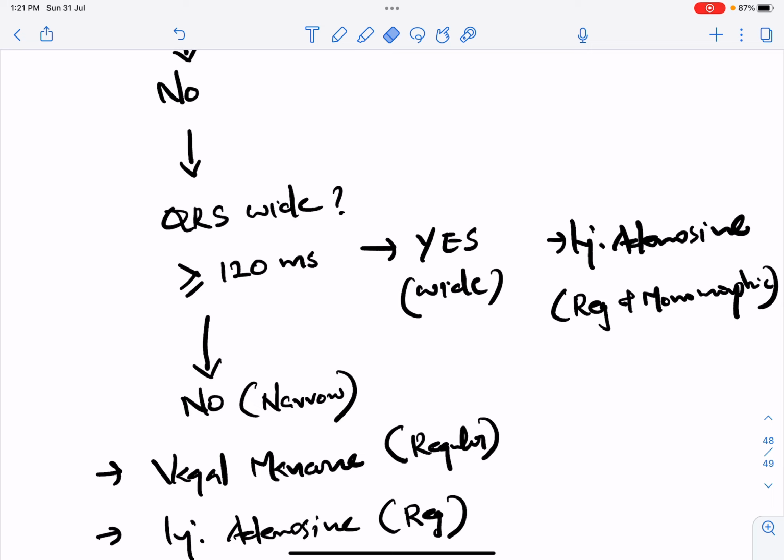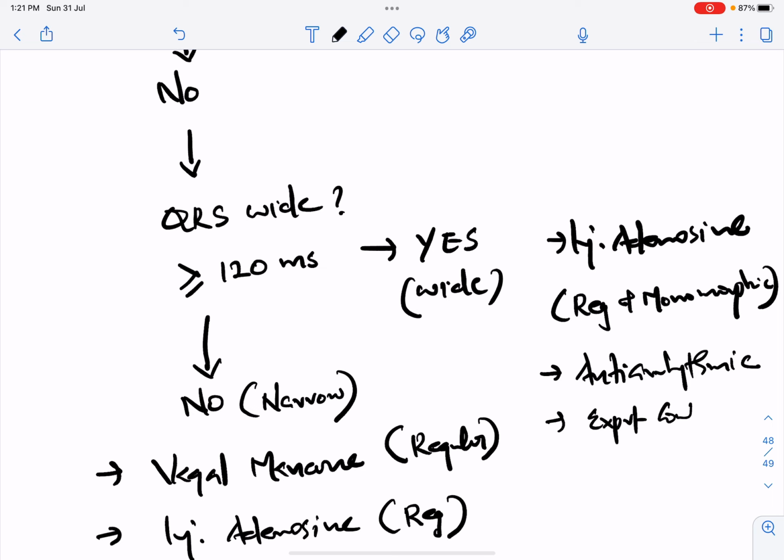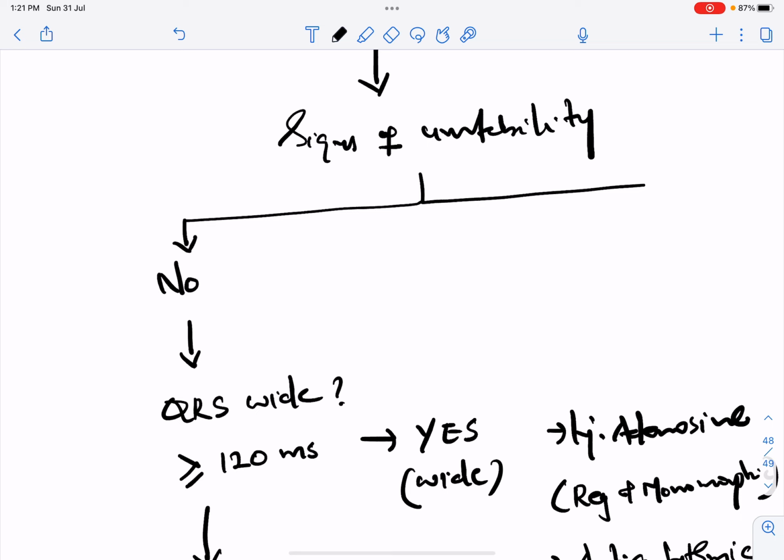Okay, so if it is not terminating with injection adenosine, we can give other antiarrhythmics, which we will discuss in a later part. Okay, antiarrhythmic infusion can be done and take expert consultation. Okay, but if there are signs of instability, yes, the patient is unstable, then nothing but go for synchronized cardioversion.